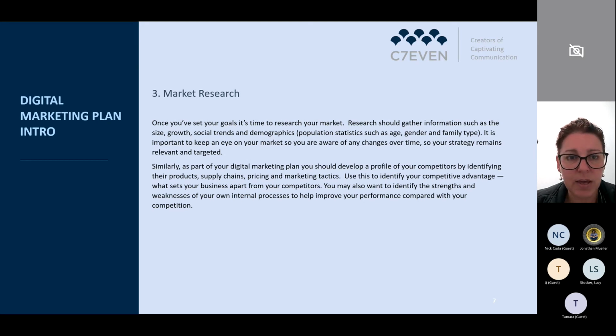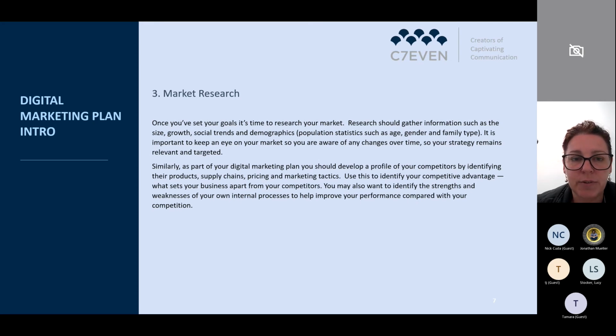Similarly, as part of your digital marketing plan, you should develop a profile of your competitors. You want to know exactly who else is in your space. What are their products? What's their supply chain? What's their pricing structure like? And what are they doing as far as marketing and promotion in the space? So you're not going into the unknown without knowing what else is out there from a customer's perspective. You want to use this to identify your competitive advantage. Where's the gap that you could fill? What sets your business apart from your competitors?